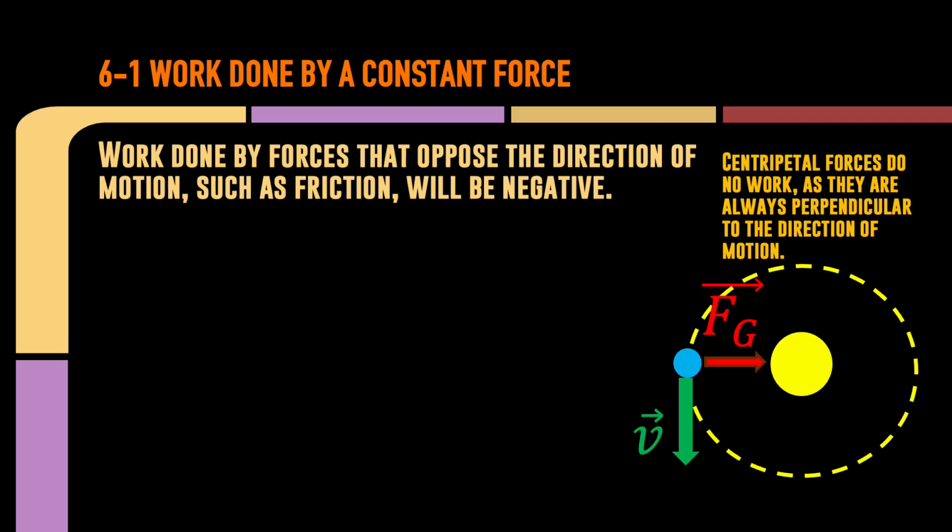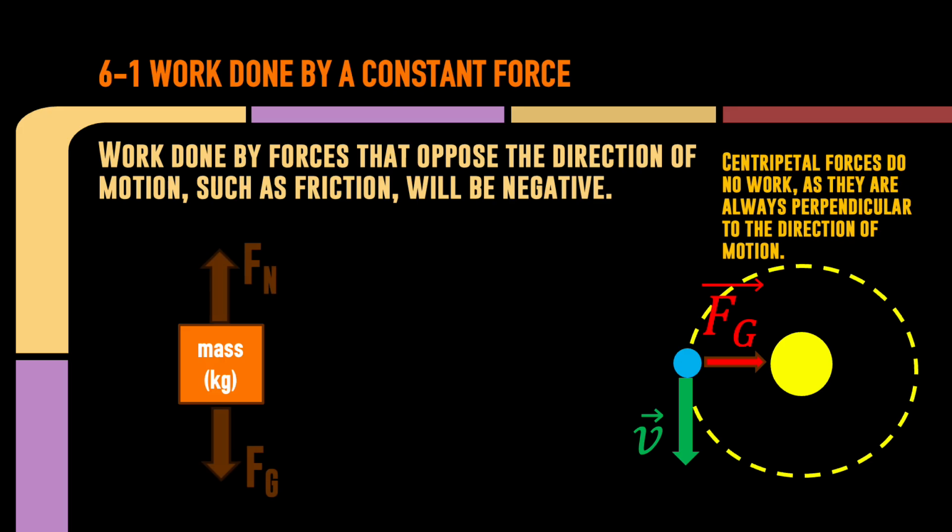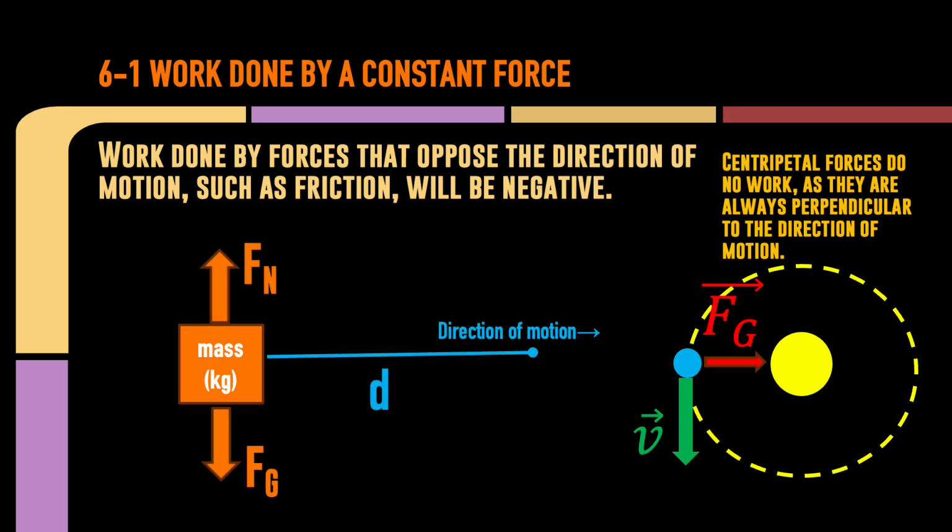But work done that opposes motion, like friction, will be negative. So here's the idea. I have my mass, I have my normal force and the weight, and then I have my direction of motion, my displacement d. And let's just say for this example, I have an applied force at an angle. And let's include friction. Friction would be pointing to the left here in red. So it's going to be negative work, or in other words, it'll take energy away from the system here.